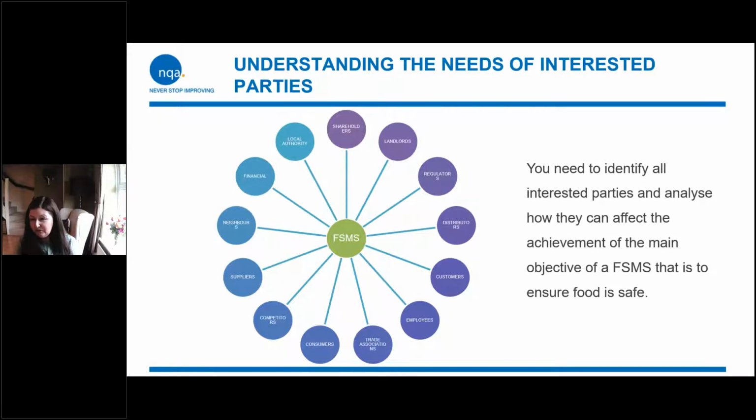So I've given you a few to start people thinking. Lots of people say that their interested parties are suppliers, consumers, their staff, and that's it. There's lots of people to consider. And if you do identify them and consider them, you make your company a better company.